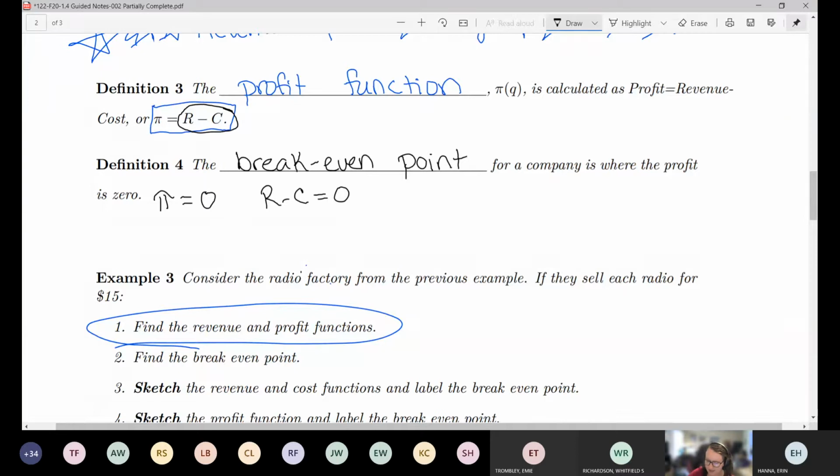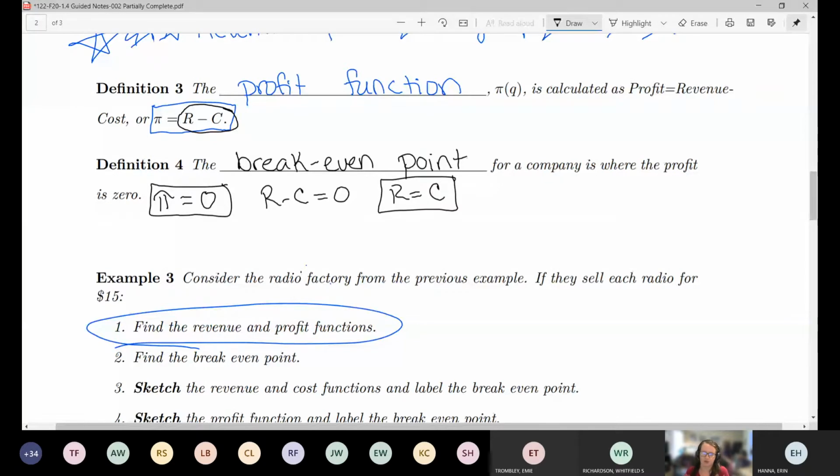And if you add C to the other side, you get that revenue equals cost. So technically, when you're asked to find the break-even point, you kind of have two choices. You can either set profit equal to 0, or you can set revenue equal to cost. It's going to get you the same thing.